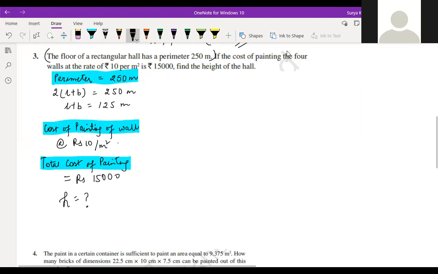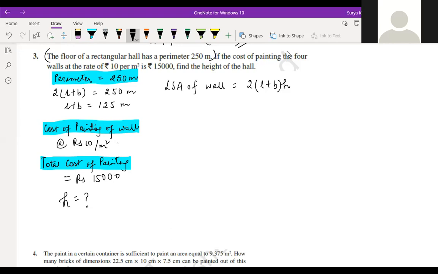Sir, if it costs 10 rupees per meter square, then we have to divide 15,000 by 10, 1500. Yeah. First you write the formula, how to find the total cost of painting of the wall. We have to write LSA of wall is equal to what? 2 into L plus B into H, right? Yes, sir. Sir, we can take H as X. Let it be H only.